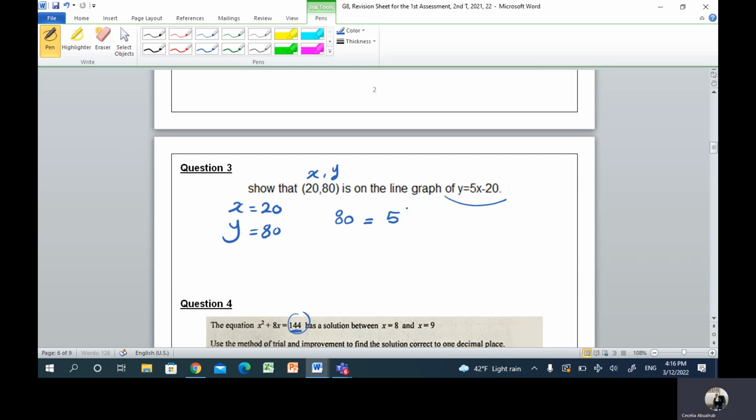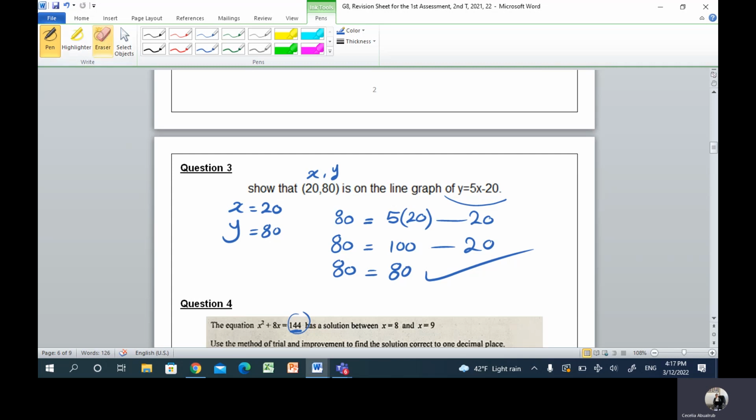So it will be 5 times x, which is 5 times 20 minus 20. Let's go down and simplify. 80, 5 times 20, it's 100 minus 20. 80 is equal to 80. If I got the two sides of the equation equal, it means that this point is on the line graph. If it wasn't equal, then this point is not on the line graph. So yes, that's how we show that it is on the line graph.